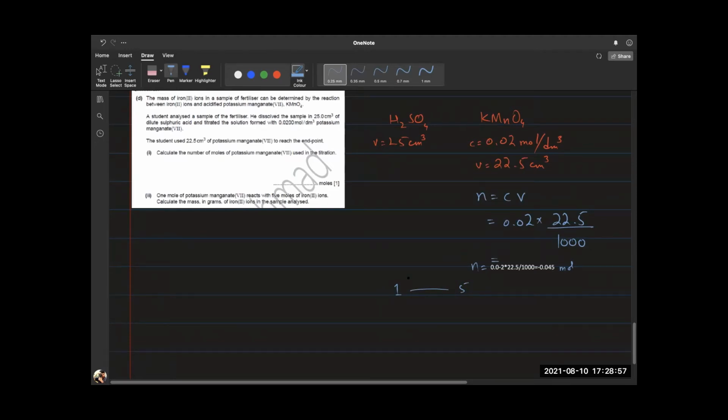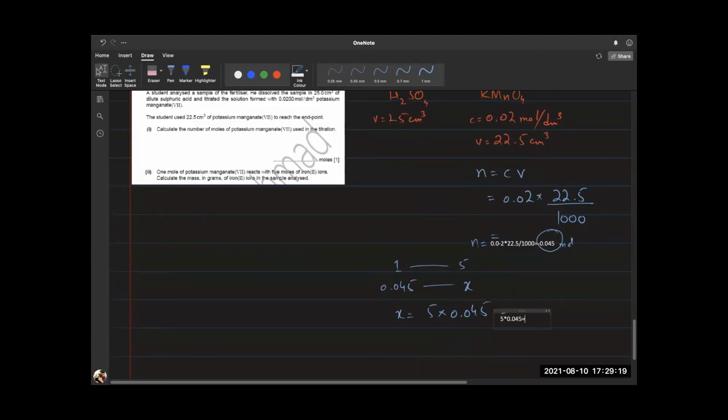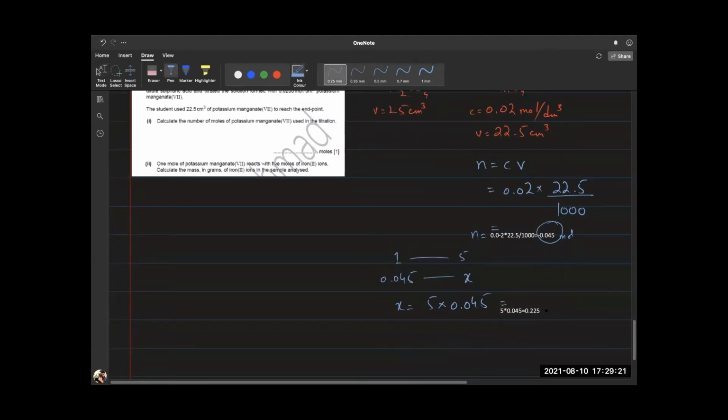So here's the thing. You have a mole ratio. So there are two ways of doing this. One is you use the traditional method that 1 mole makes 5. So 0.045 moles, which we have found from here, will make X. So X comes out to be 5 times 0.045, which is 0.225 moles.